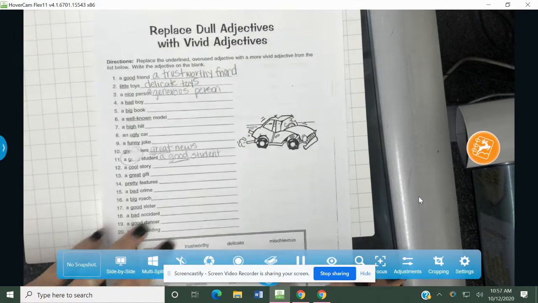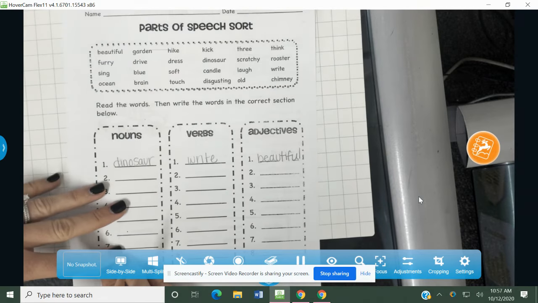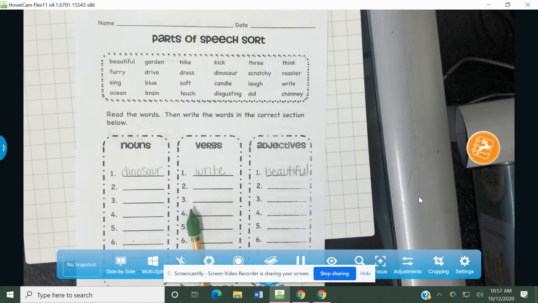You can either do the adjective or the parts of speech sort. You choose, get it done, and it is due next time I see you.